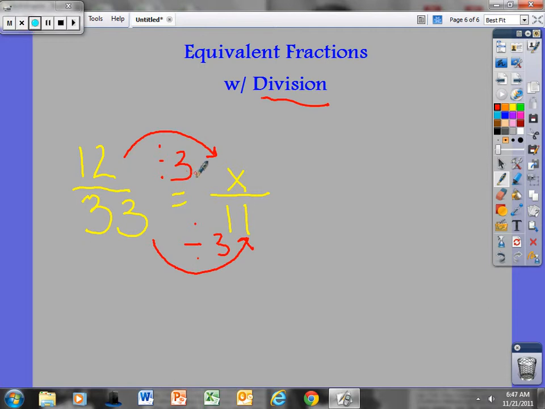What is 12 divided by 3? Or think of the inverse: 3 times what gives you 12? That gives me 4. So my equivalent fractions would be 12/33 is equivalent to 4/11.